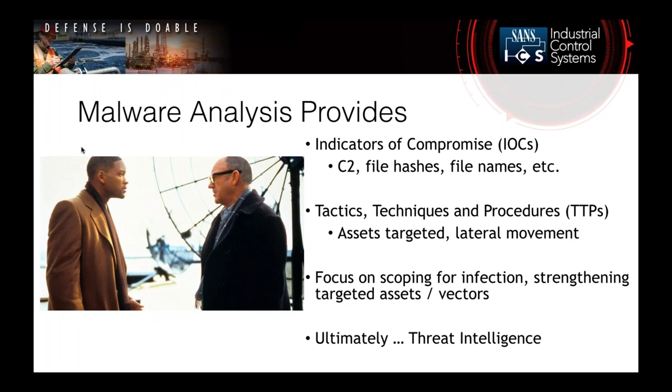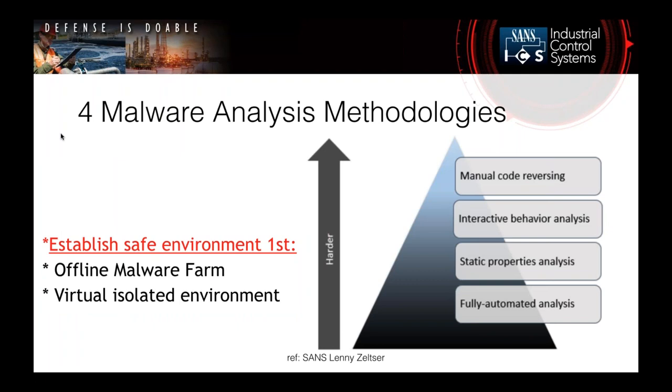So the IOCs and TTPs can come from the malware analysis, obviously, and from a defense point of view, once we get these weapons, we're going to use that to focus on how we can scope our environments, but also strengthen the targeted assets that we know are targeted from the analysis. Again, if you do consume threat intelligence on a regular basis, these are the kinds of information or sections you will see in a threat intel report, which is very, very good. So we'll move to the next slide here and really talk about the four different methodologies for malware analysis.